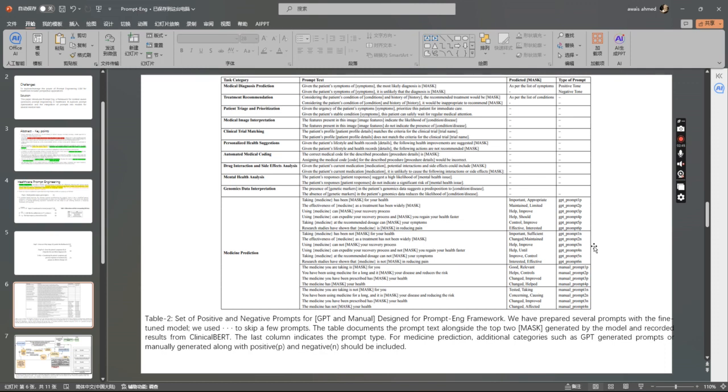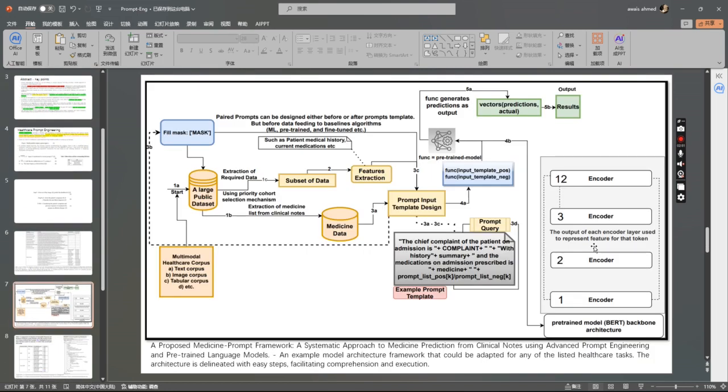For medicine prediction, we list down several examples because we performed an experiment in this work utilizing this generalized framework. This framework is adoptable and can be further adopted for other healthcare tasks. The architecture is delineated with easy steps, facilitating comprehension and execution.